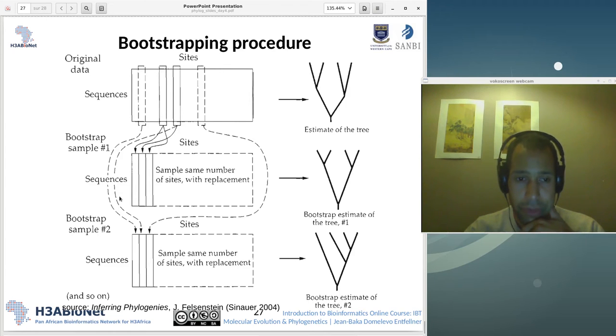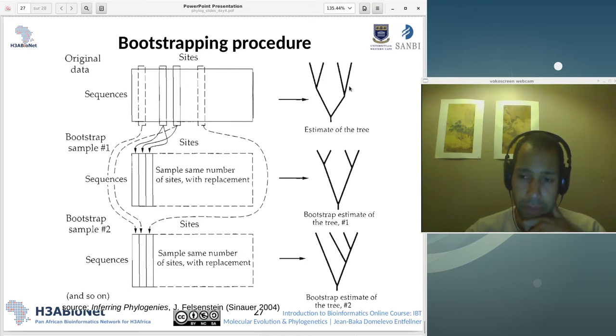So I forget about the original, the first sampling of sites I made here. I forget completely. I make another sampling of sites. Maybe this site once, this site once, this site once. Okay, and I sample the same way as the original alignment. And then from this new pseudo alignment, I infer, with the same method as earlier, an estimate of the best tree. So I infer what's my best tree, if this is my input alignment.